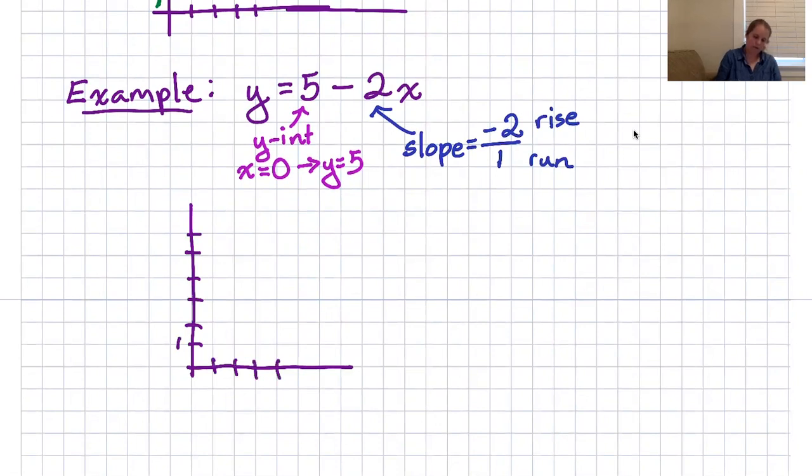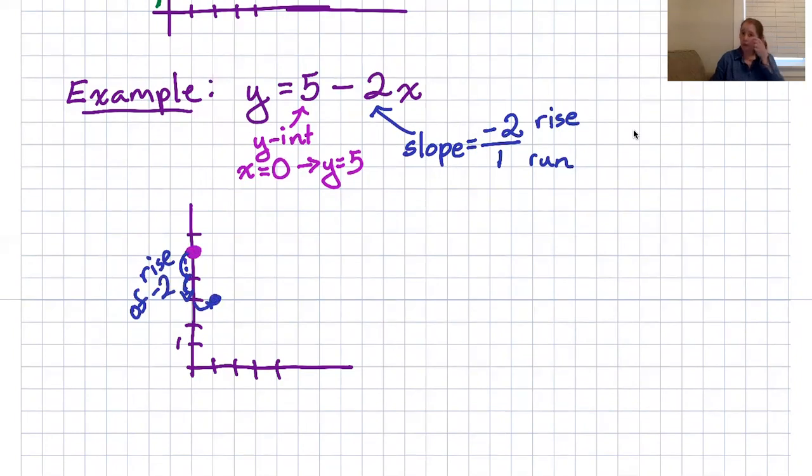So our y-intercept of 5, our point is 1, 2, 3, 4, 5. And then we have a rise of negative 2. So a negative rise, we go down. So we have 2 hops down. And a run of 1, we'll just go 1 to the right. And our point winds up here.